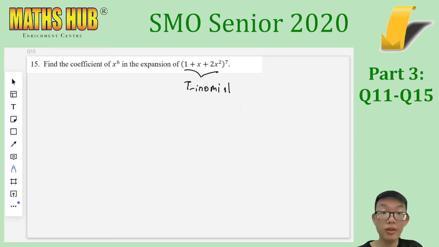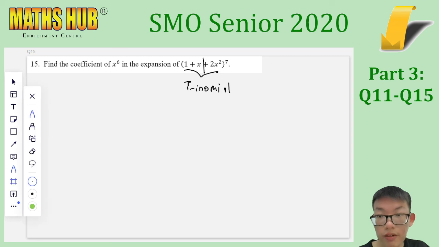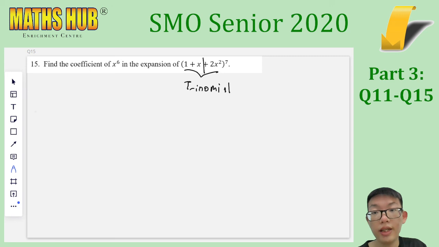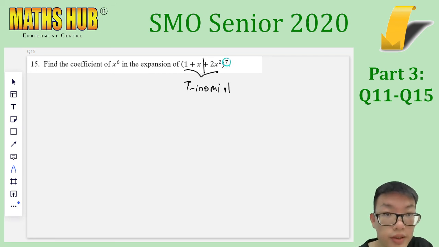Now it is possible to use the binomial theorem by splitting it up into two sections, 1 plus x and 2x squared. However, that is a little bit slow if we were to split it up like that, and I would like to also explain a bit about how we can understand the binomial theorem and generalize it to multiple terms. We see that the power here is 7, and there are 3 terms, 1, x, and 2x squared.